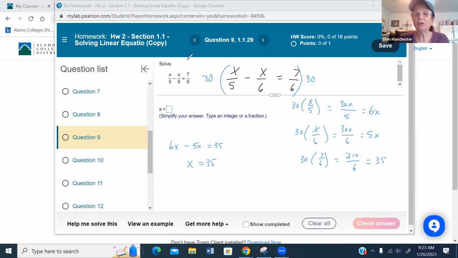What I'm going to show you is a shortcut. So if I do this again, let me change my colors. So I have x over 5 minus x over 6 equals 7 over 6. Okay, so all I'm doing is the exact same problem, but I'm going to show you a shortcut. All right, so here's the shortcut.